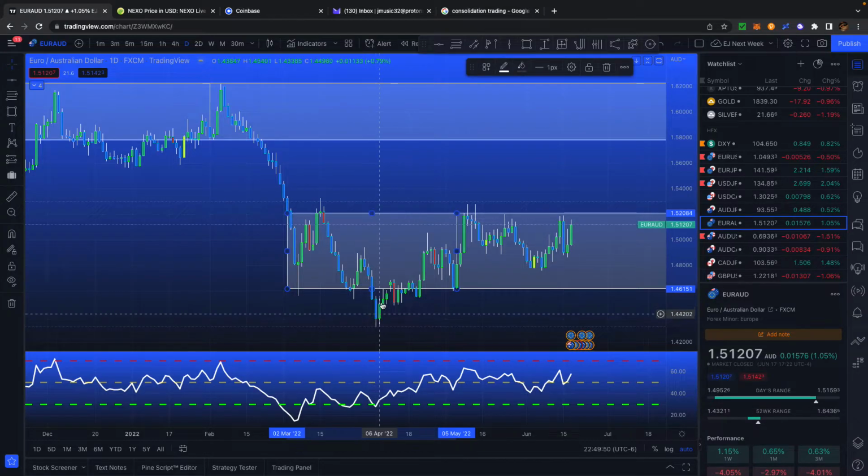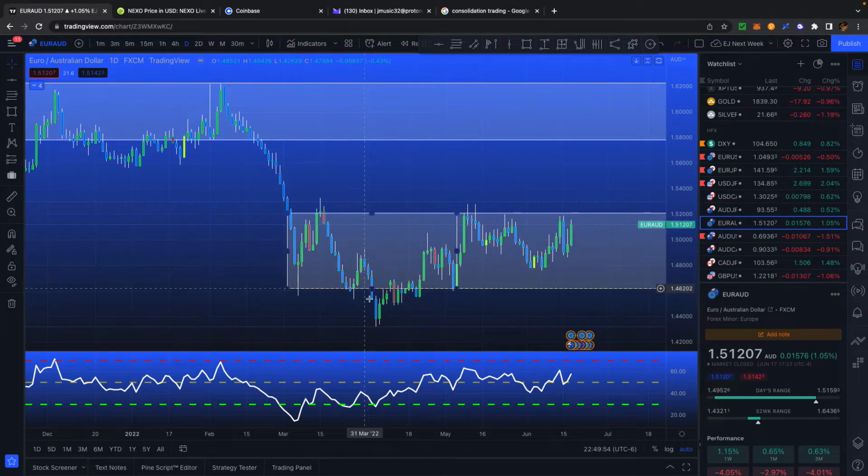Gave you the fake out right here. Well, actually, I won't call that a fake out. It gave you the break right here. It came right back in and then continued consolidation. So I hope you guys get that. Consolidation, once you identify it, you can really, really take advantage of it.